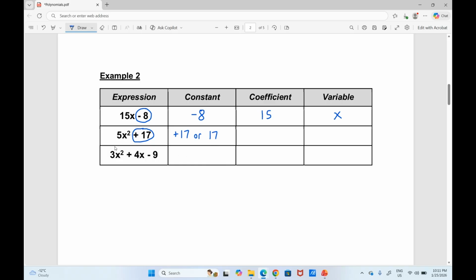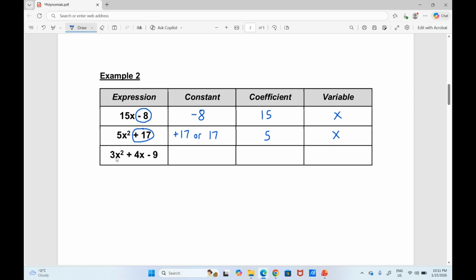Now, as for the coefficient, it's the number multiplying by the variable, so hence that's going to be 5. And then for the variable, I have x squared. But my unknown is still x, so I'm going to write my variable as just x.